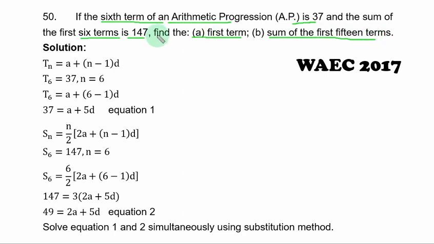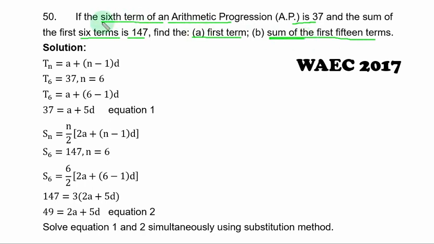Looking at the question, there is no common difference, and we are asked to find the first term. We need to get the common difference as well in order to solve the B part of the question.